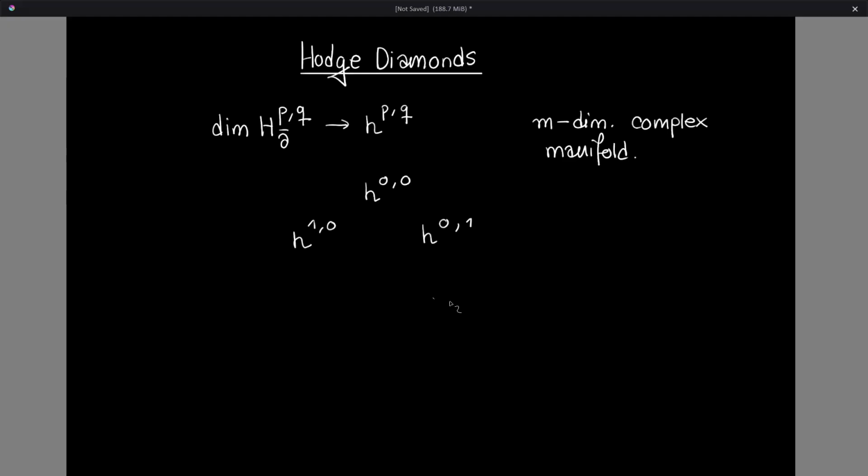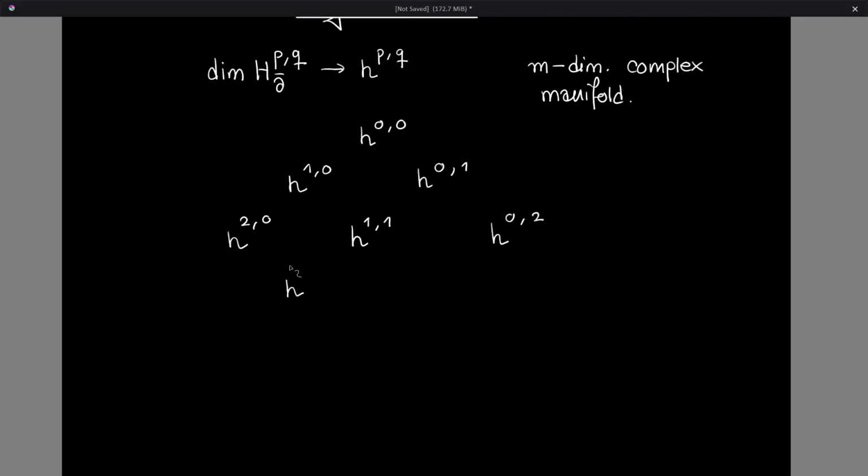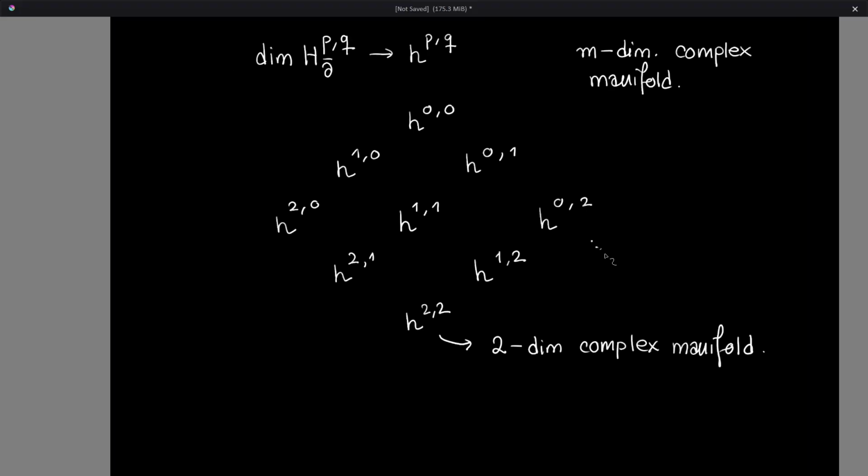h^{0,1}. Notice that I'm drawing them in this diamond shape. h^{1,1}, h^{2,0}, h^{0,2}. Yeah, so let's just make it that big. So then this would be h^{2,1}, this would be h^{1,2}, and then this would be h^{2,2}, right? So this is a Hodge diamond, and so this is a two-dimensional complex manifold, and it would get bigger as you add more dimensions.